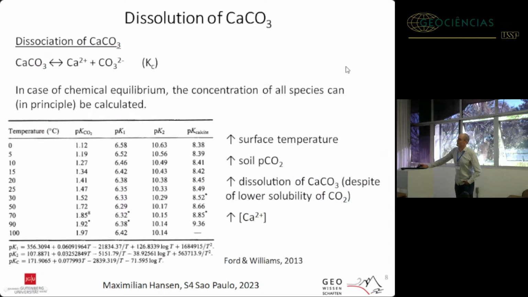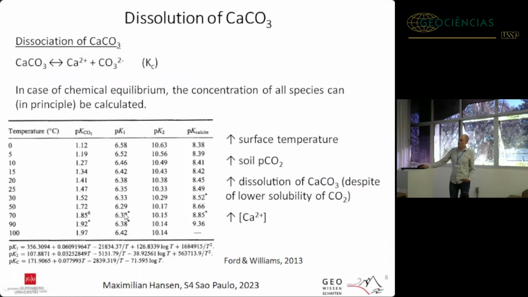Okay. So what happens then during the dissolution of calcium carbonate? If you just put calcium carbonate in water, it would also dissociate to a certain degree. This is described by this reaction constant. Basically, you form calcium ions and carbonate. And if you consider all the reactions I showed you before, in the case of chemical equilibrium, the concentration of all species could in principle be calculated. This is basically what is shown over here in this table. These are the different reaction constants for the different temperatures.